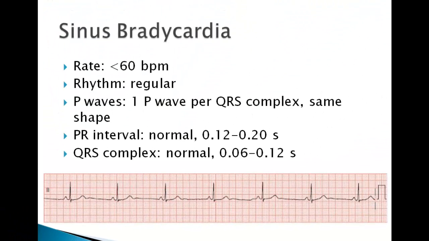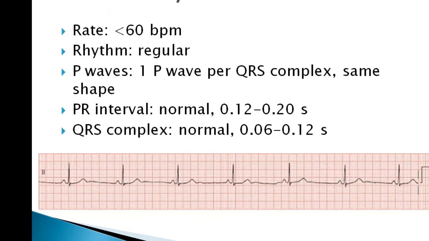The opposite of sinus tachycardia is going to be sinus bradycardia, basically a slowed down normal sinus rhythm. Your rate is normally below 60 beats per minute. Well, it has to be below 60 beats per minute to be considered bradycardia. Your rhythm is regular. You have one P wave per QRS. You have a normal PR interval and a normal QRS complex.